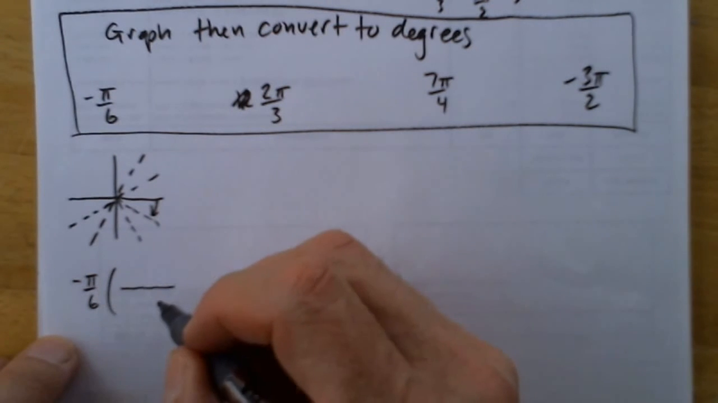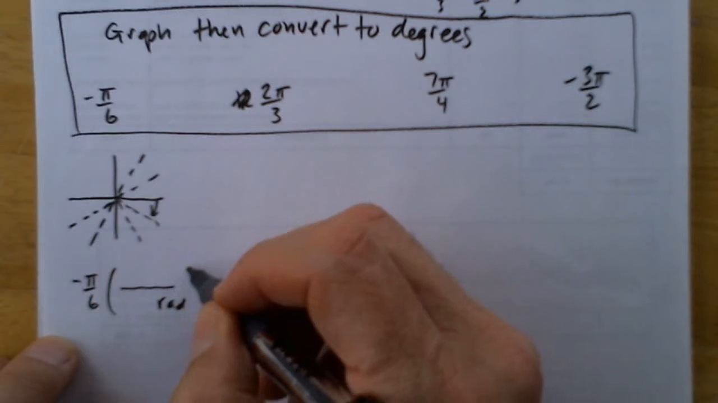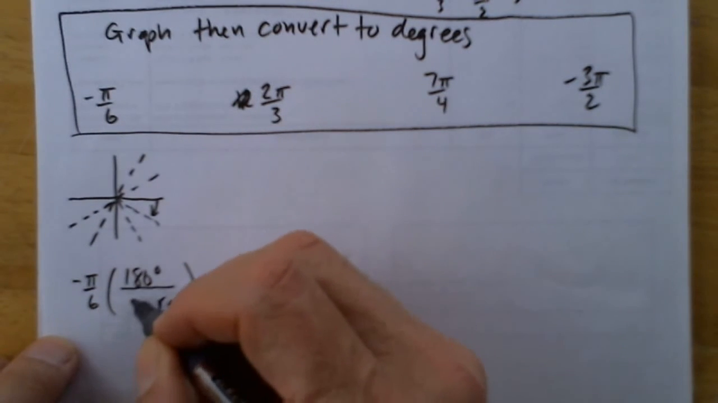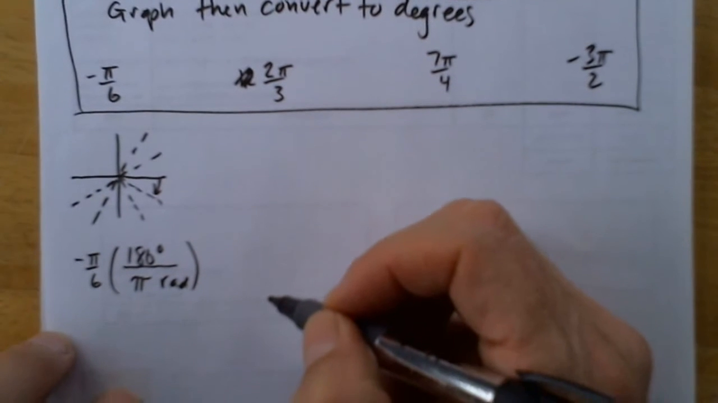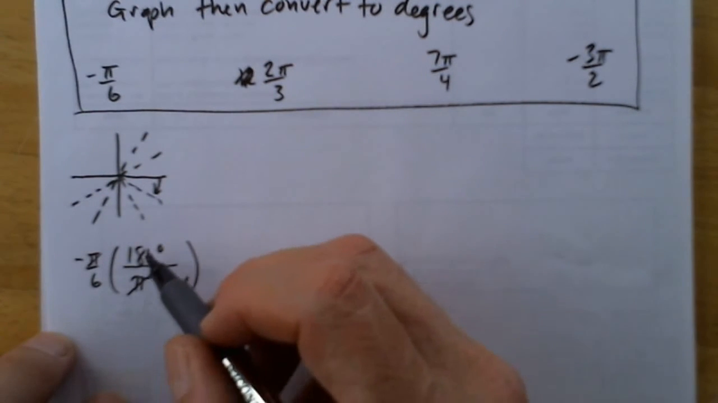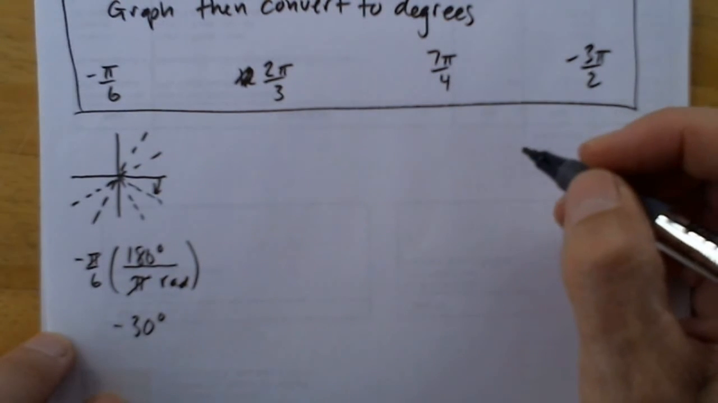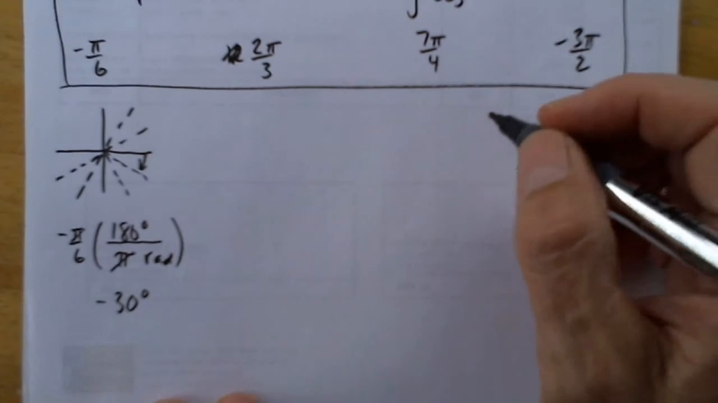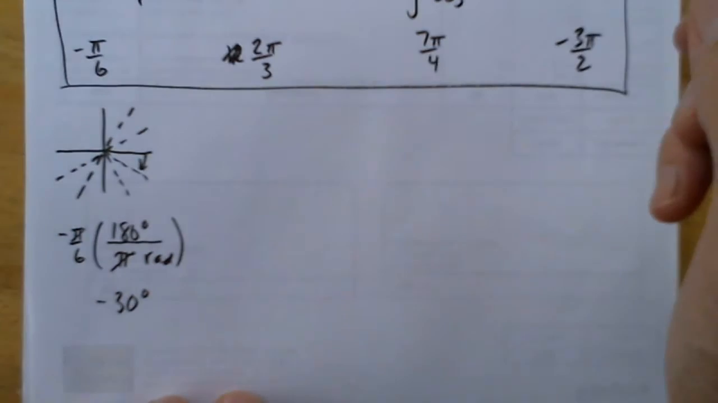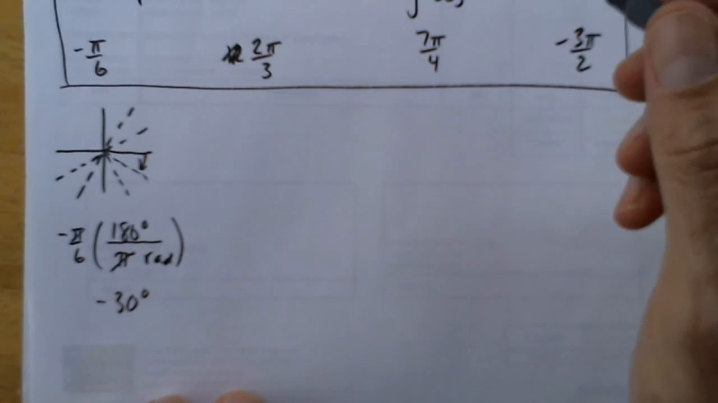That's radians. We want to cancel the radians and be left with degrees. So we have 180 degrees over pi radians. And the pi's cancel. 180 over 6, negative 30 degrees. Here we have, why don't you try these 3? Pause and try these 3.